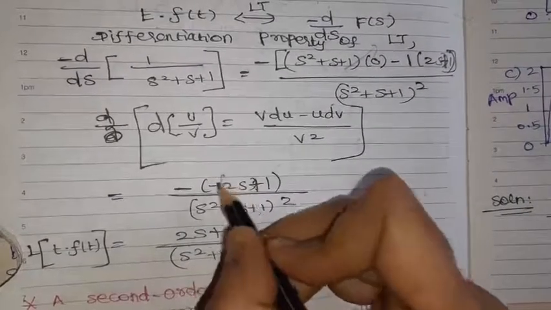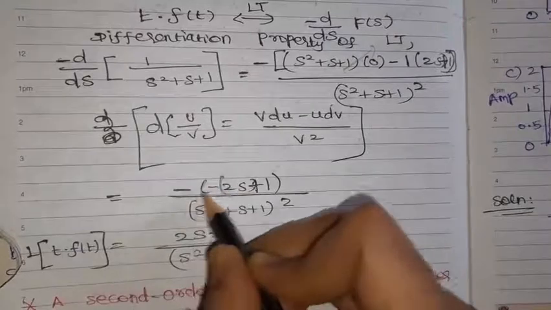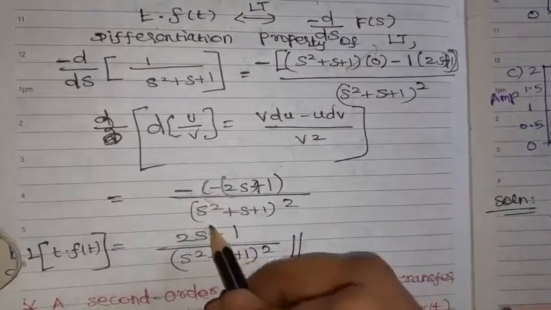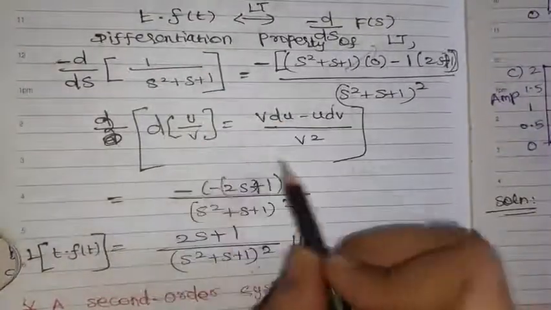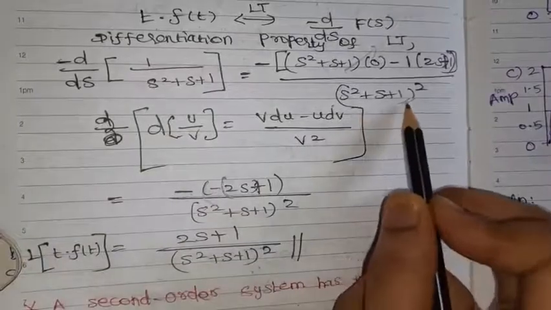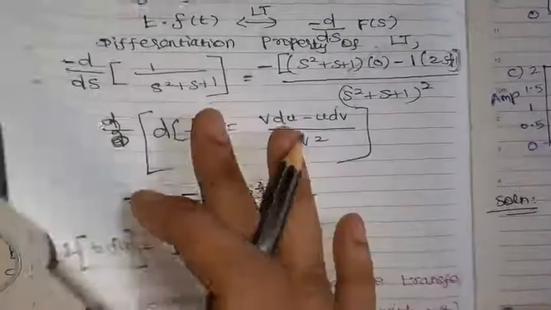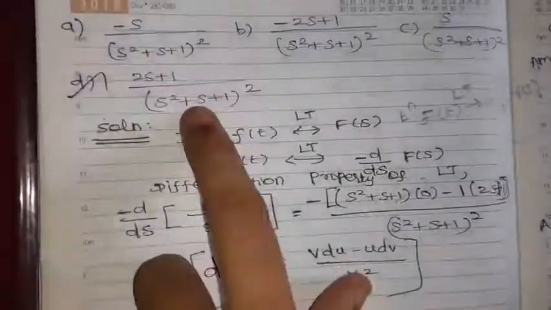Minus will be in the outside. So minus into minus plus 2s plus 1 divided by, what is in the denominator? V squared, s squared plus s plus 1 the whole square. So this is the answer. So which one? Option D.